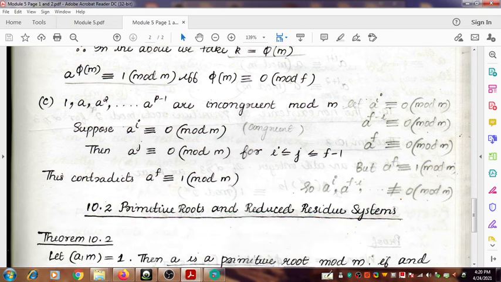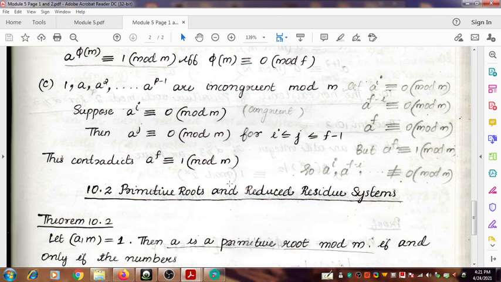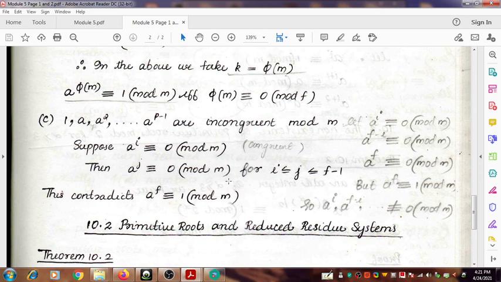With this we have obtained that contradiction, and that contradiction tells us that you have to correct that assumption. The numbers 1, a, a square, etc., a raised to f minus 1 are all incongruent mod m. That's the end of the proof of the C part also.